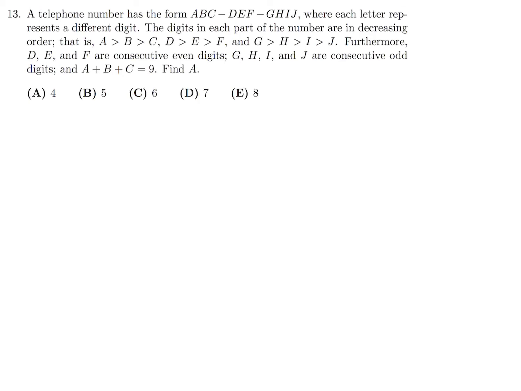A telephone number has the form A, B, C, D, E, F, G, H, I, J, where each letter represents a different digit. The digits in each part of the number are in decreasing order. That is, A is greater than B is greater than C, D is greater than E is greater than F, and G is greater than H, greater than I, greater than J. Furthermore, D, E, and F are consecutive even digits, G, H, I, J are consecutive odd digits, and A plus B plus C is equal to 9. Find A.